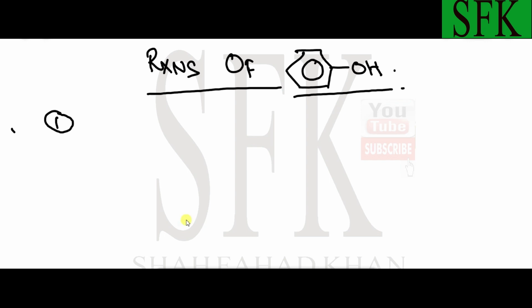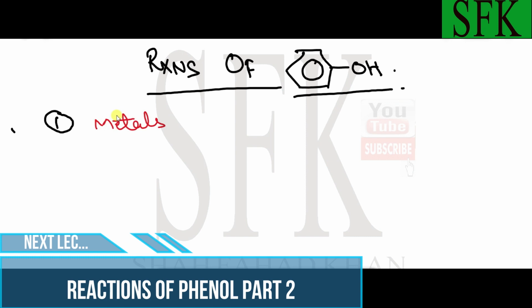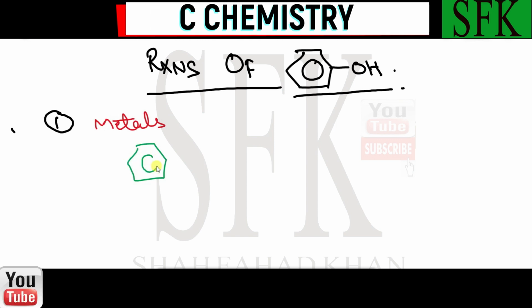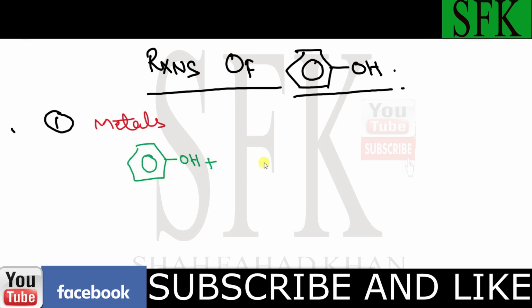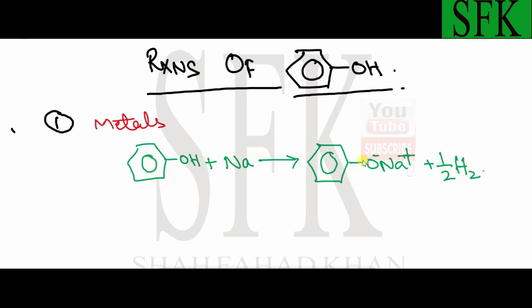So, reaction with metals. In the previous video that we did, we learned that phenol is acidic in nature, and acids, when they react with metals, generally give off a salt and hydrogen gas. So the same is the case with phenol. When phenol is reacted with a reactive metal, for example sodium, it gives off sodium phenoxide salt plus hydrogen gas, half mole of hydrogen gas. Okay, so this is the first reaction.